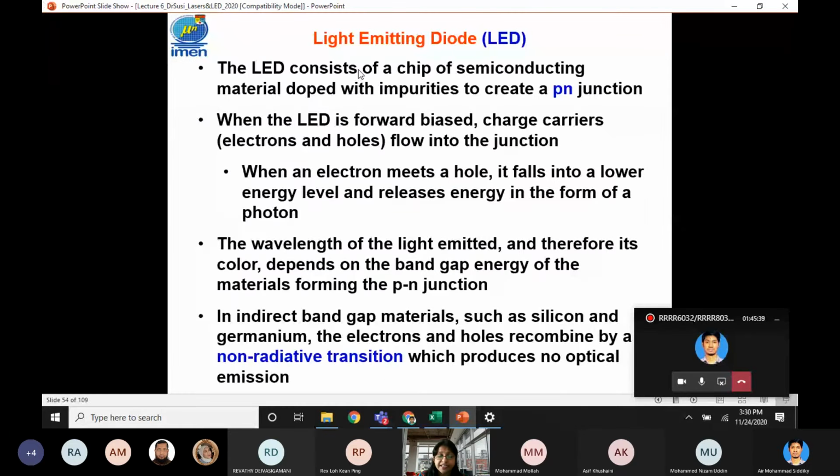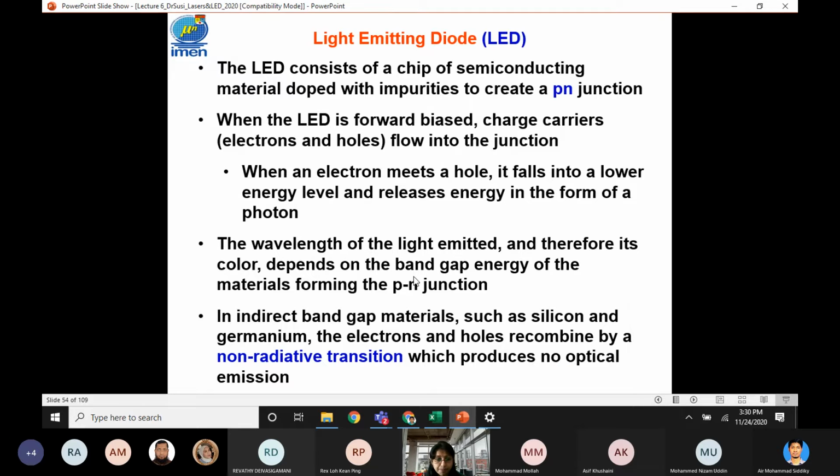Basically an LED is similar to the laser. You have a PN junction. When it's forward biased, you have charge carriers, electrons and holes, flowing into the junction. When the electron meets a hole, it falls into a lower energy level and releases energy in the form of a photon. It's the same as a laser, the only difference being that there is no stimulated emission. This is spontaneous emission.